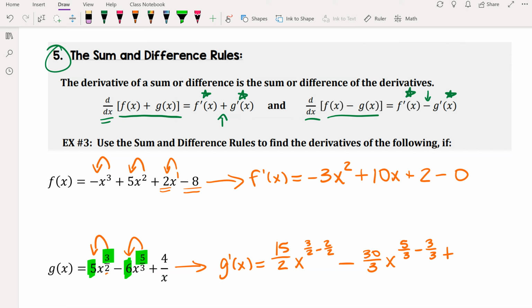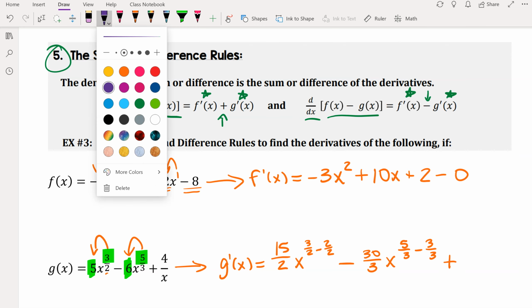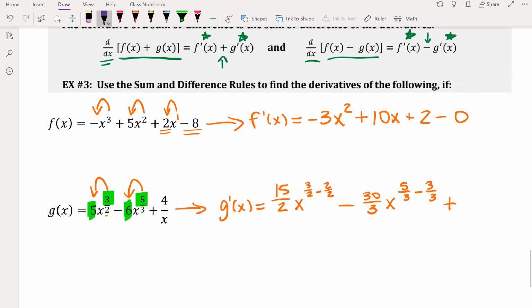we need to rewrite this 4 over x. So I'm going to do that really quick. Let's go ahead and rewrite that. That's the same as 4 times x to the negative 1, right? That's before we take a derivative. We haven't taken the derivative yet. Now we're going to take the derivative, so we're going to take that negative 1, multiply it out in front. So plus negative 4 x to the negative 1 minus 1.